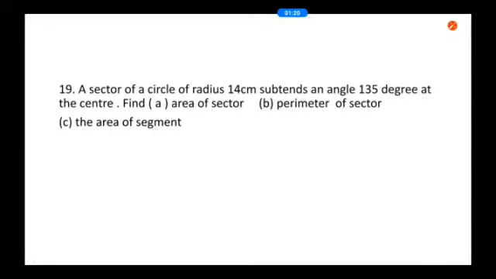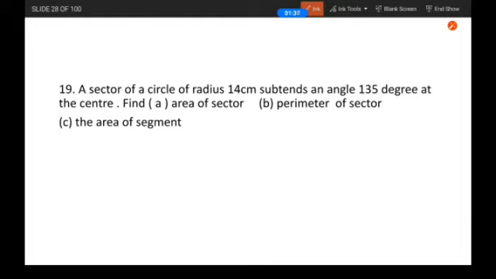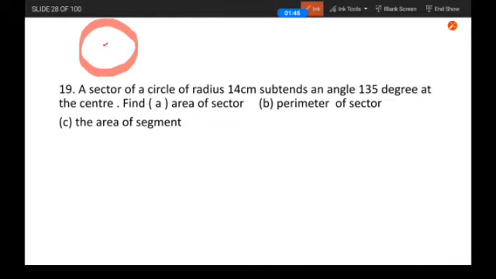Now, let's look at the next question for part 2. A sector of a circle of radius 14 centimeters subtends an angle 135 degrees at the center. They've mentioned sector. That is the first thing you look at, right? So, a sector of a circle is a region bound by a radius, another radius, then what? An arc. So, this is a sector.